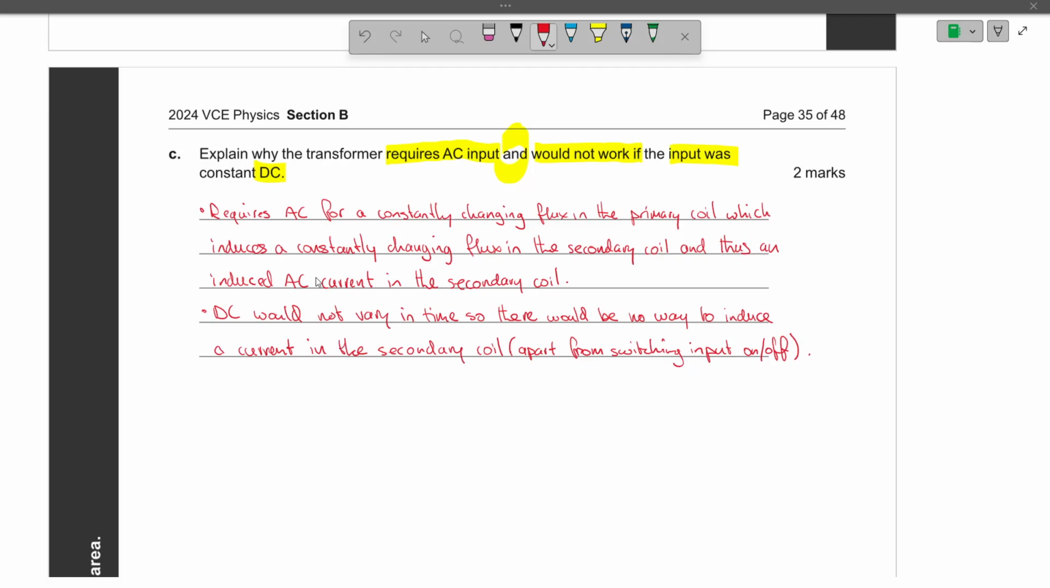The key point here is that you need a way to constantly have a constantly changing flux in that secondary coil, and that is only possible if you have a constantly changing flux in the primary coil. So that flux propagates through that iron core of your transformer. And I think that response is sufficient.